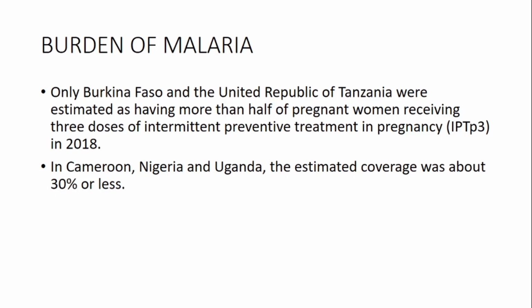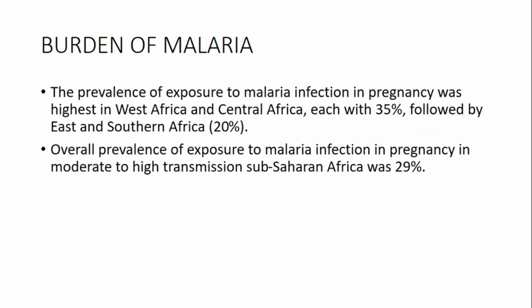So, studies were also done to assess the uptake of intermittent preventive therapy for malaria in pregnancy. And it was shown that only countries such as Burkina Faso and the United Republic of Tanzania were estimated as having more than half of their pregnant women receiving up to 3 doses of intermittent preventive therapy for malaria. However, in countries such as Nigeria and Uganda, the estimated coverage was only about 30% or less.